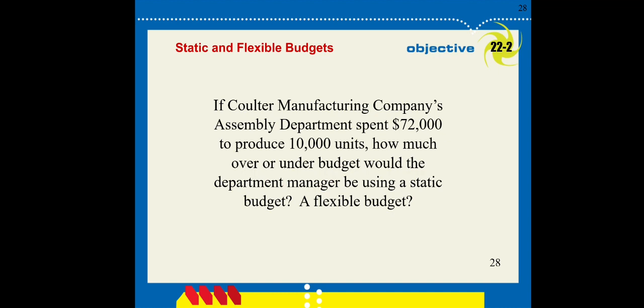This sample scenario shows how flexible budget is better compared to static budget. Okay, see, if Coulter Manufacturing Company Assembly Department spends 72,000 to produce 10,000 units, how much over or under budget would the department manager be using static budget and flexible budget? So you can see here.